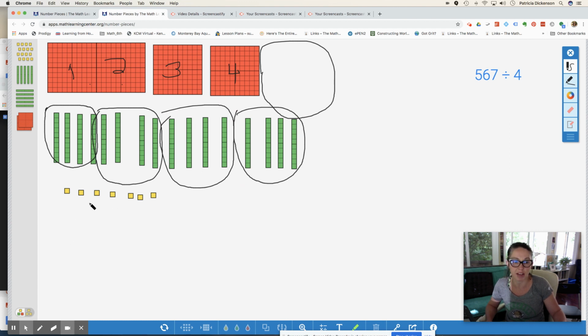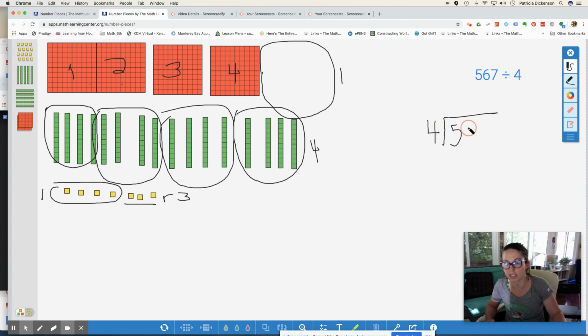Now I just have my 7 ones to share out. 4 friends, 7 ones. Looks like I can do one equal share for everybody. Everybody gets 1. Everybody gets 4 tens. Everybody gets 100. And I have these 3 remainders here, remainder of 3. So that is the answer to my problem. If I'm dividing 4 into 567 using a visual model without doing the traditional algorithm, I can see that I have 100, 4 tens, and 1 one with a remainder of 3.